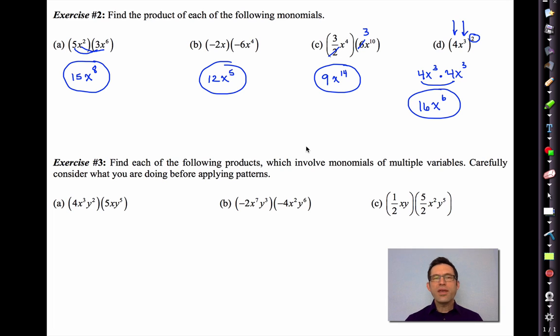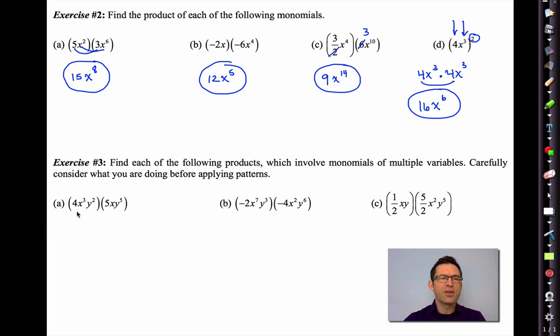Now, we can have problems like in exercise 3 where more than one variable is involved. That's fine as long as it's all just monomial multiplication. No binomials, no more complicated expressions. And the reason that we can do this is, again, because of the commutative and associative properties of multiplication.